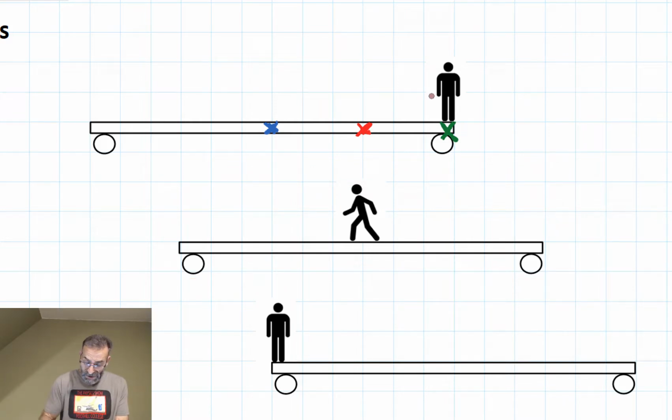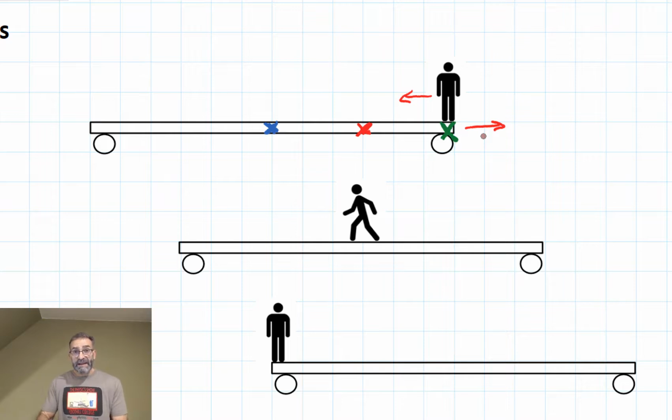In the next image, you see the person starts to walk to the left across the cart. And as the person starts to move to the left, what does their foot do? It pushes against the ground, causing the person to go to the left. And what's that force going to do to the cart? It's going to cause the cart to move to the right. So as the person moves to the left, walking across the cart, the cart is moving to the right.